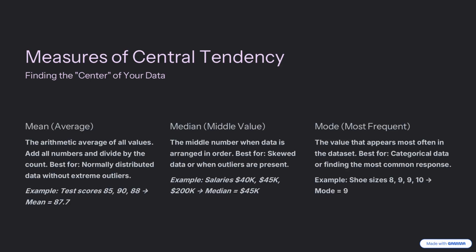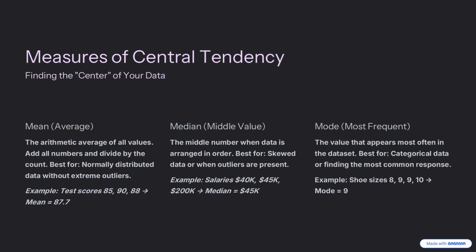So, measures of central tendency: finding the center of your data. First is mean, the average. It is the arithmetic average of all values: add all numbers and divide by the count. It is best for normally distributed data without extreme outliers. For example, test scores 85, 90, 88, so their mean is 87.7.